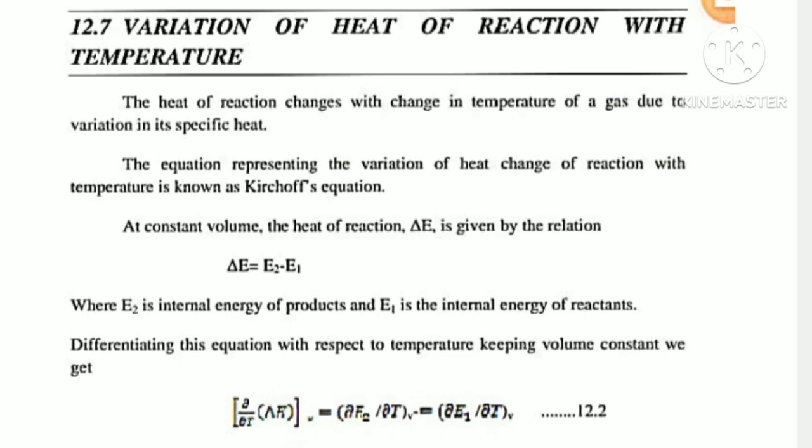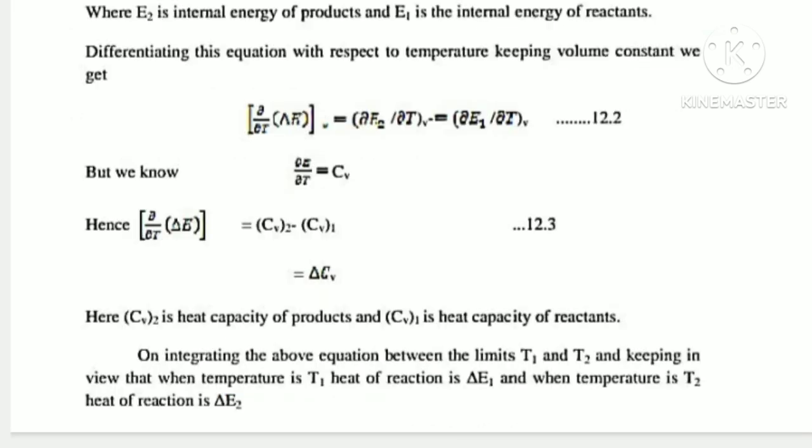At constant volume, the heat of reaction ΔE is given by the relation ΔE = E2 − E1, where E2 is the internal energy of products and E1 is the internal energy of reactants. Differentiating this equation with respect to temperature, keeping volume constant, we get the relation given below. Here Cv2 is the heat capacity of products and Cv1 is the heat capacity of reactants.